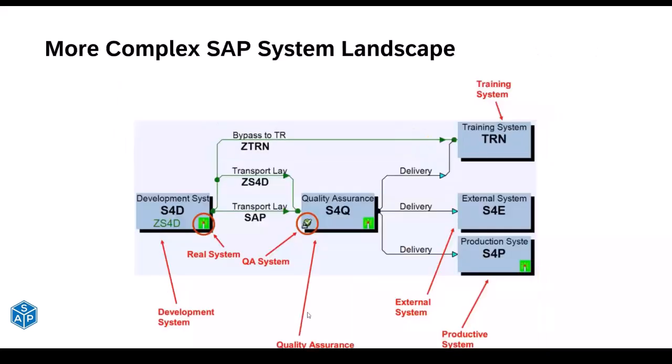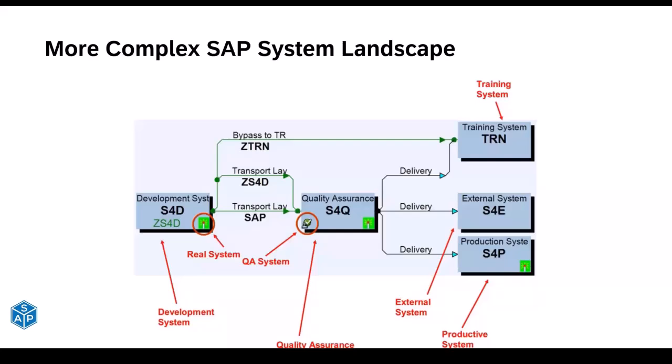You can have multiple configurations like this also, a more complex SAP system landscape. This is your development system, S4D. Then in the next system you have your quality system, that is S4Q. Now what happens? Your transports from the development system move to your quality system. From your quality system, whatever changes you are doing, you have three delivery routes.